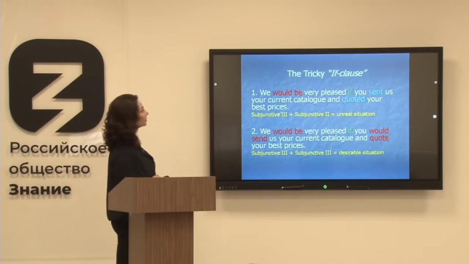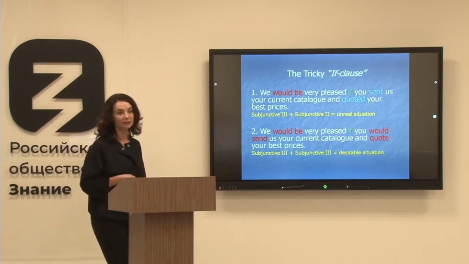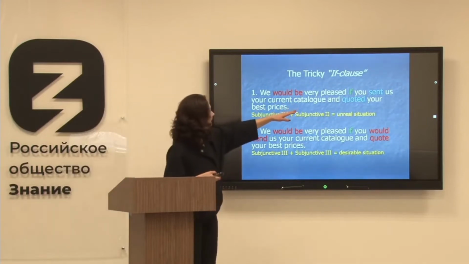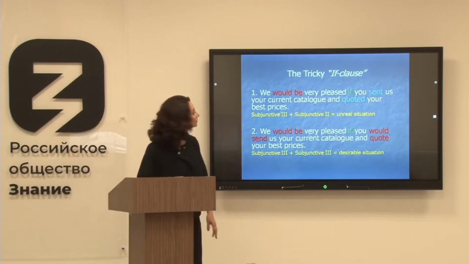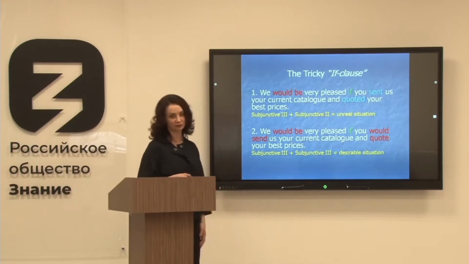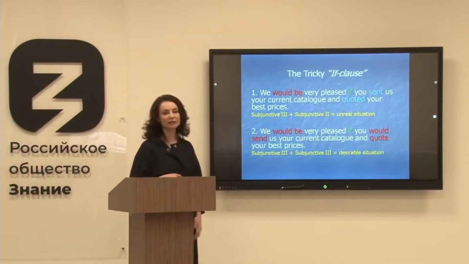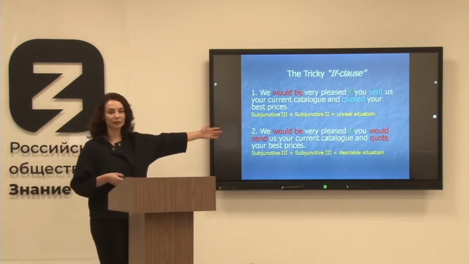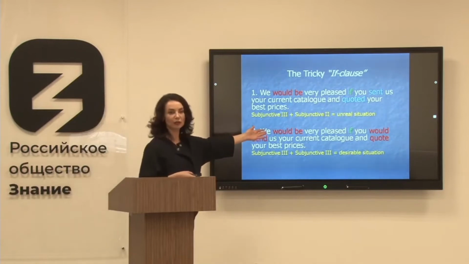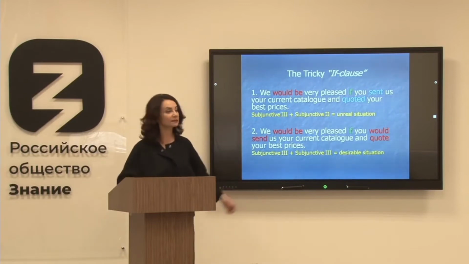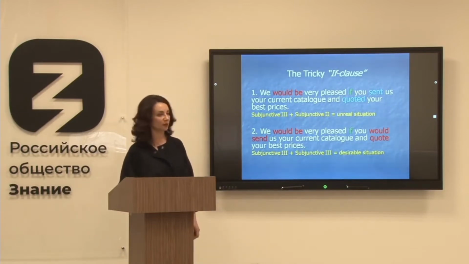For instance, "We would be very pleased if you sent us your current catalog and quoted your best prices." So what is the meaning of this sentence? The meaning is that they didn't send their current catalog, they didn't quote their best prices, and we at the moment consider quitting the business with them. So in business correspondence, there is no use to write sentences like this, since the combination of subjunctive 3 in the main clause and subjunctive 2 in the subordinate clause provides for the meaning of an unreal situation, and there is no necessity to write about an unreal situation in business correspondence.